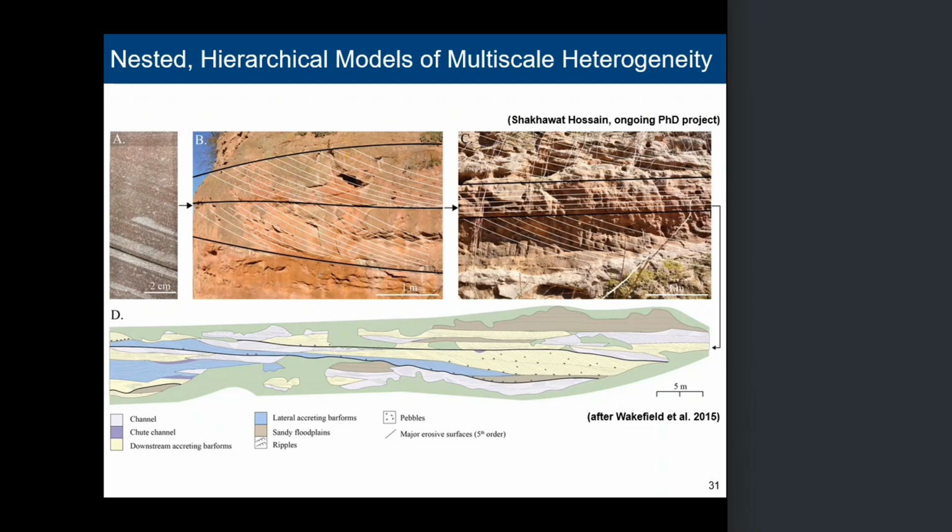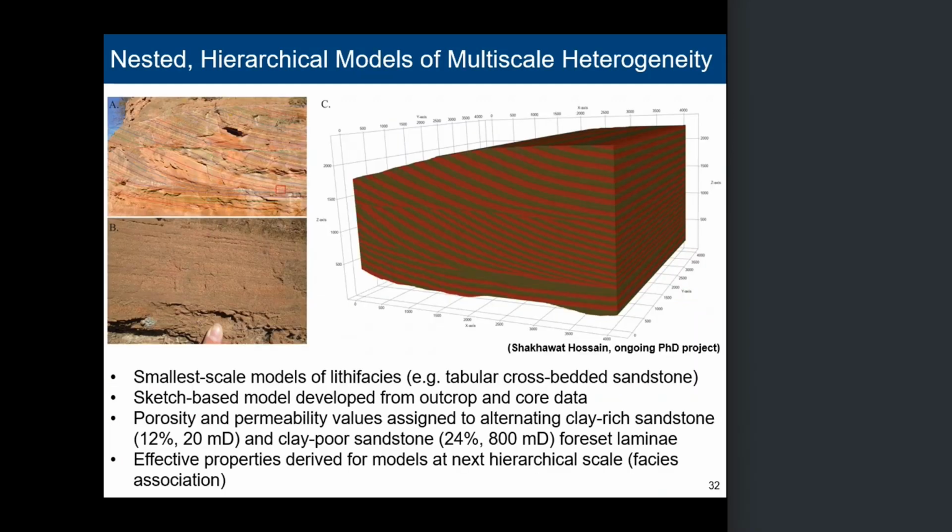And then even within there, we can look down to the scale of individual sedimentary structures that we can see at the outcrop and also in core as well. And just to give you one example of the smaller scale models that Shakamat's been building, here's a picture from the outcrop of cross-bedded sandstone, and you might be able to see, if you've got good eyes, that we zoom into the toe sets within a cross-bed, and there are paler coloured regions and darker coloured regions.